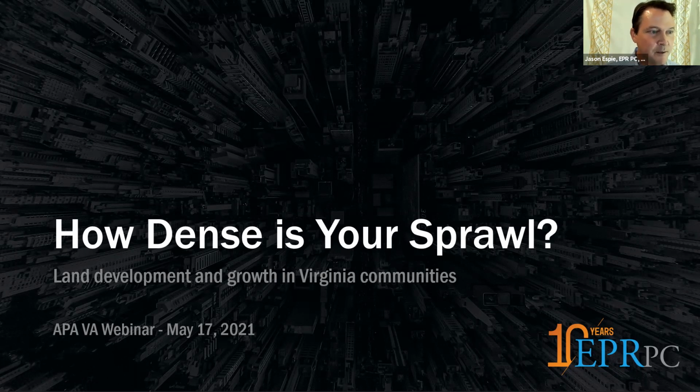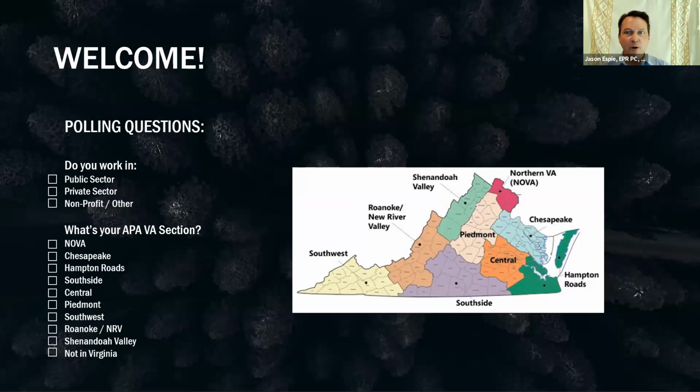We're going to launch a poll. I'm going to launch it in a couple seconds. There are two questions. Do you work in the public sector, private sector, or nonprofit? And the other is, what is your APA Virginia section? All the sections are listed, as well as a map. So I'm going to go ahead and launch that poll, and you should see a poll window pop up on your screen. The two questions are: public sector, private sector, nonprofit, and then what APA Virginia section are you in?